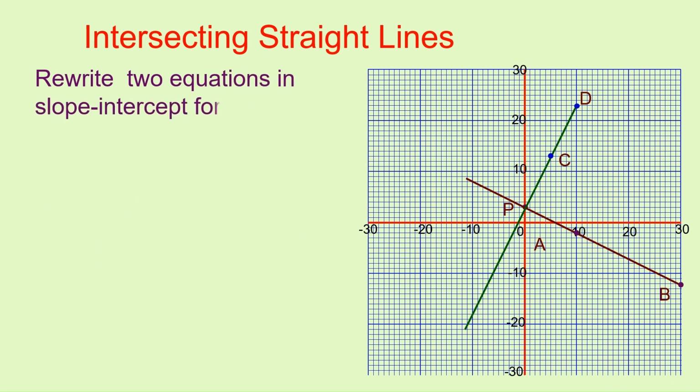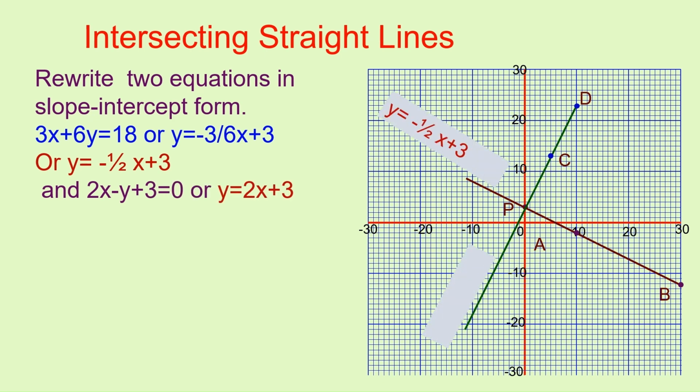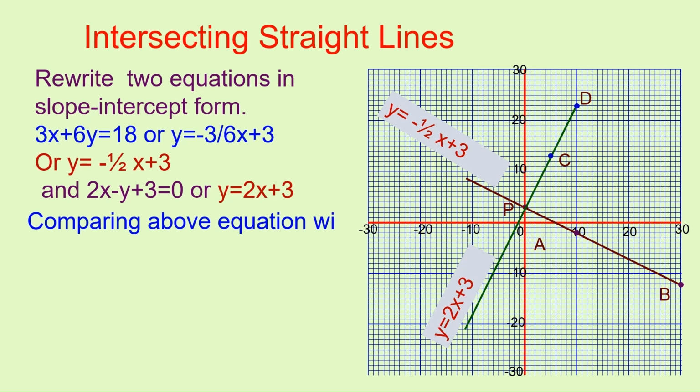Rewrite the two equations in slope-intercept form. 3x plus 6y equals 18, or y is equal to minus 3 divided by 6 x plus 3, or y equals minus 1/2 x plus 3. And 2x minus y plus 3 is equal to 0, or y equals 2x plus 3.